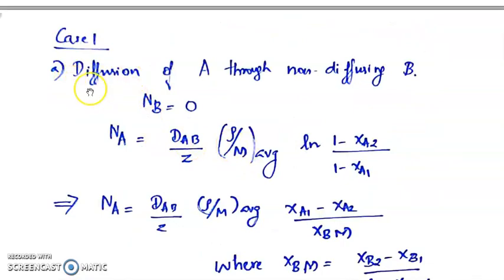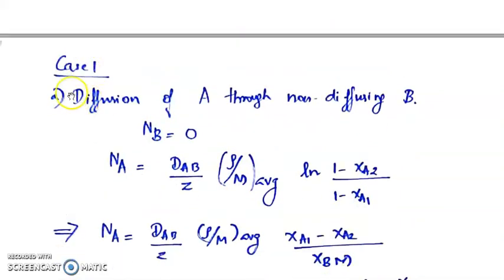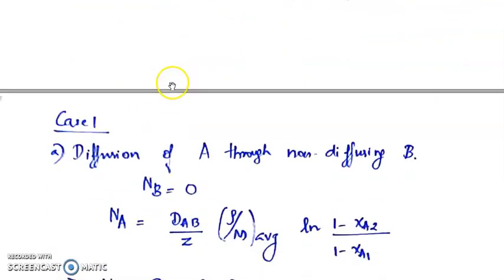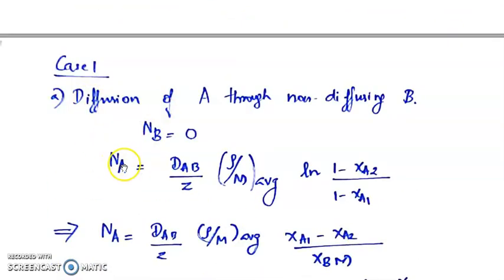Let's say for case 1, we know that diffusion of A through non-diffusing B means NB, the flux of B, is equal to 0. So let's substitute NB equal to 0 into this equation, and we'll get an expression for NA as DAB by Z (rho by M) average into ln of (1 minus XA2) by (1 minus XA1). A similar expression to what we got in the previous case of diffusion of molecules in a binary gas mixture.